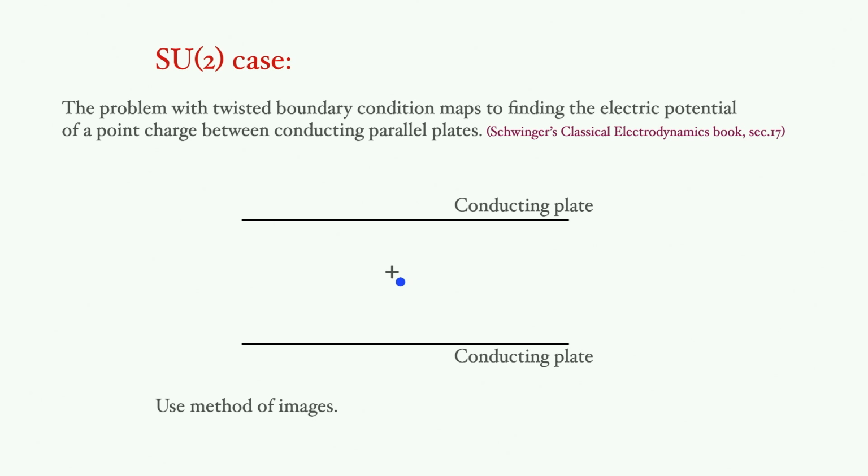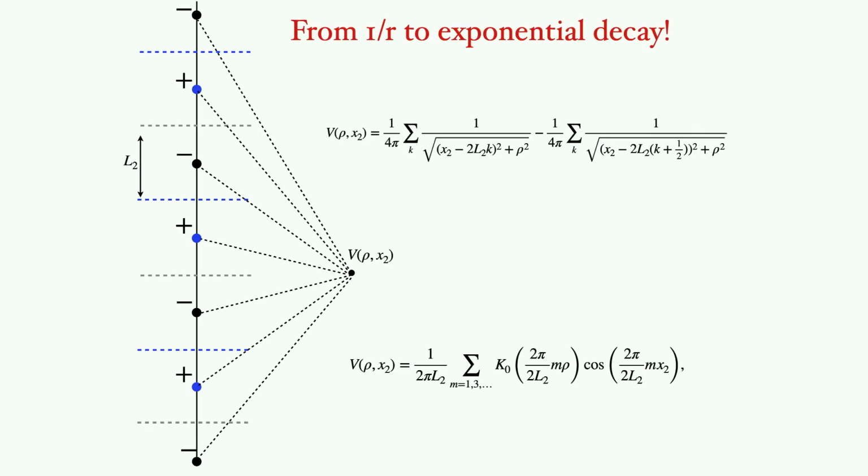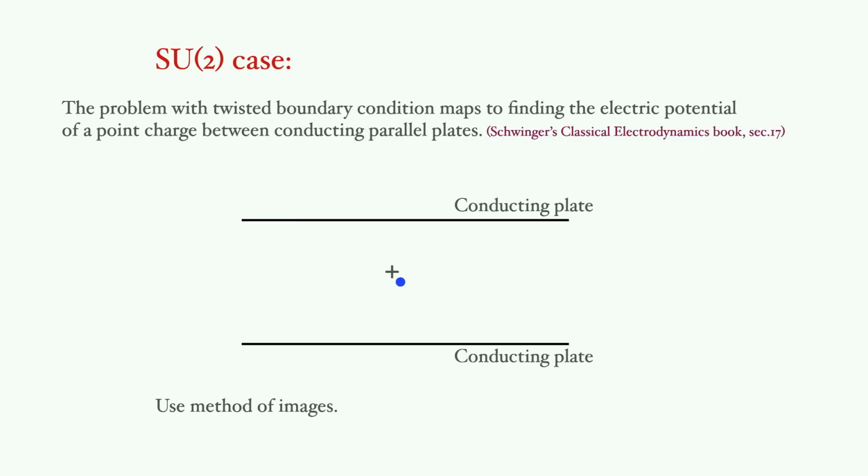The problem is the following. Let's say you have a charge between two conducting plates. What is the electric field of this charge at large distances? How does it decay? If it was one conducting plate, you would turn a monopole field into a dipole field. 1 over r would become 1 over r squared. But now, this is interesting because you can use the method of images, and you have to do an array like that. And guess what happens?